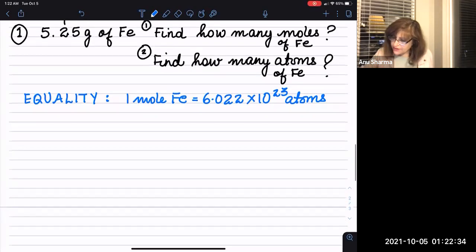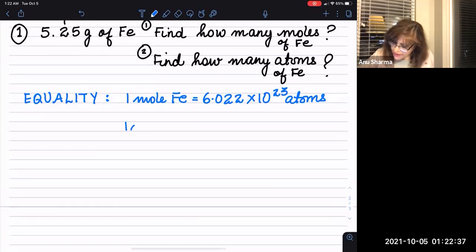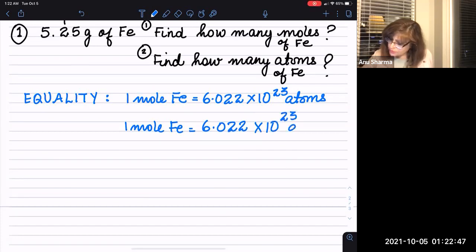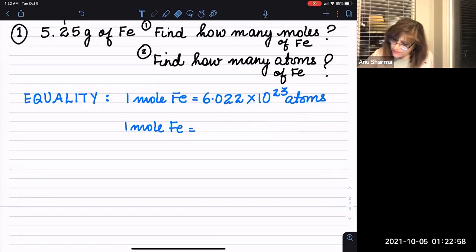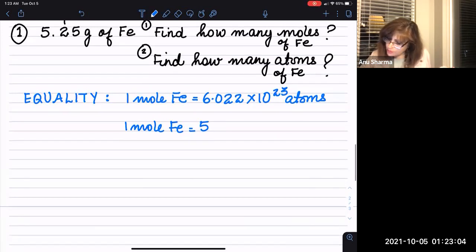Okay, the next relationship is that 1 mole of iron contains 6.022 into 10 to the power 23 atoms. Oh, I already did that one. Sorry. How many moles? Oh, 56 grams here, 56 grams. How many moles? Yeah, for 56 grams of iron, atoms of iron.